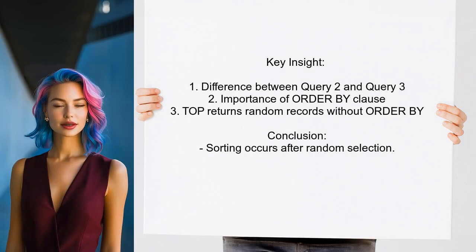This user points out a key difference between query 2 and query 3. They explain that the order by clause in query 1 is crucial. Without it, the top clause can return a random set of records. The sorting happens after the random rows are selected, leading to unexpected results.